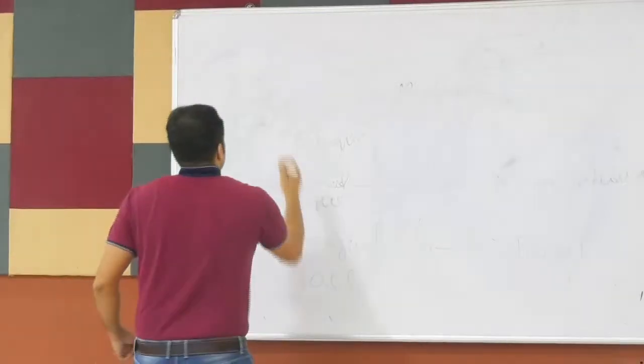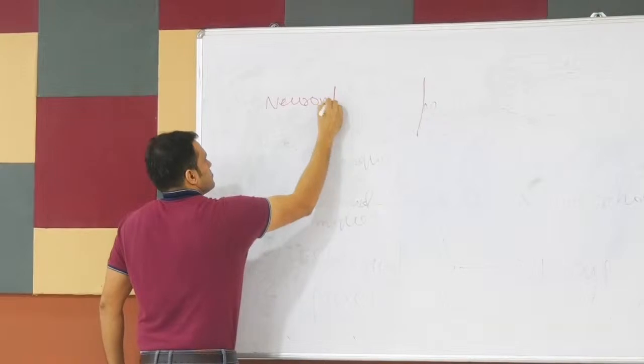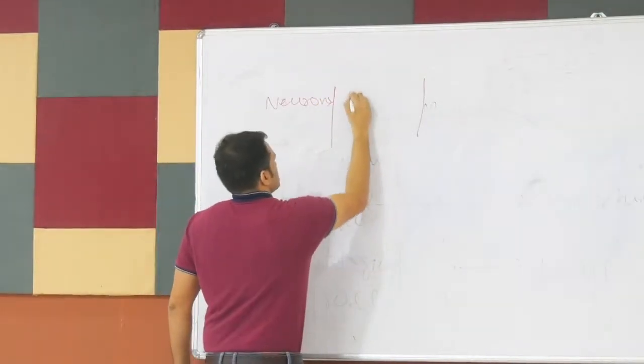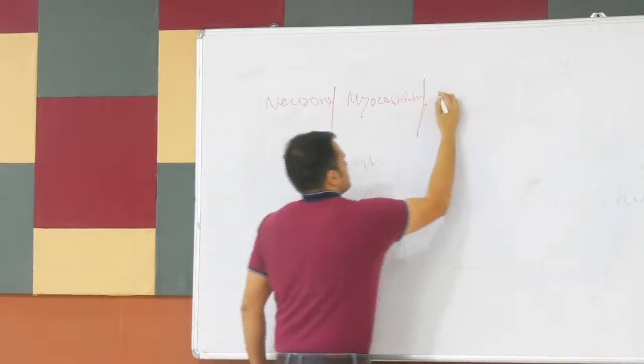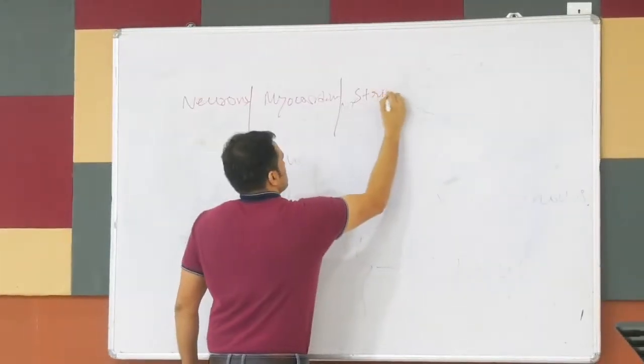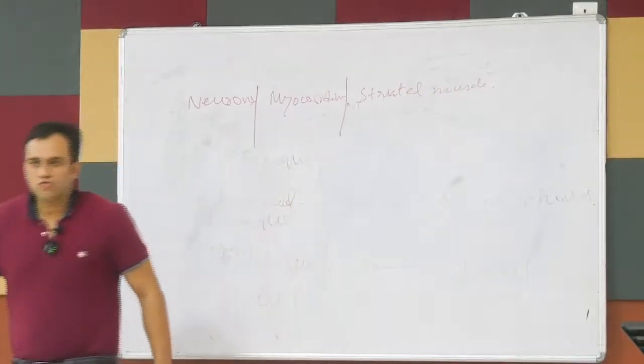Okay, next one, consequences depend upon the type, state, and adaptability of the injured cell. What does it mean? Say, for example, neurons, say myocardium, and say striated muscles. Out of these 3, which is the most vulnerable to an injury, say, hypoxia.